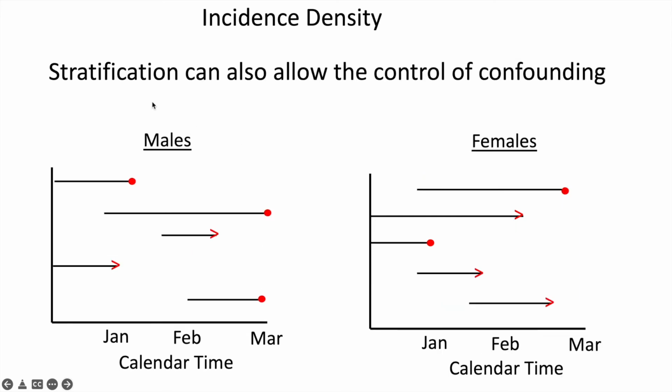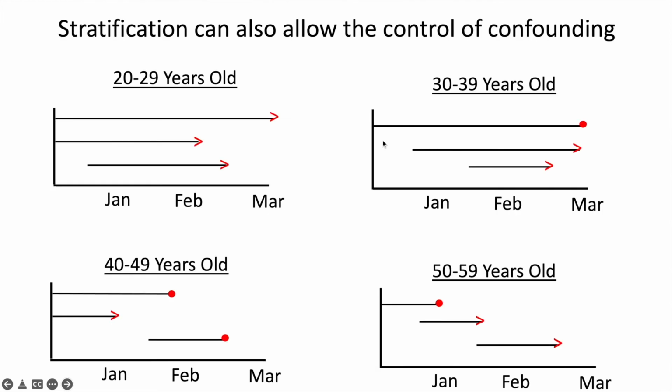We're also able to stratify by things we think might be confounders, where here we're showing the analysis separately for males and females. And we can stratify by age in addition to calendar time and follow-up time, where here we have a separate analysis for those in their 20s, 30s, 40s, and 50s.